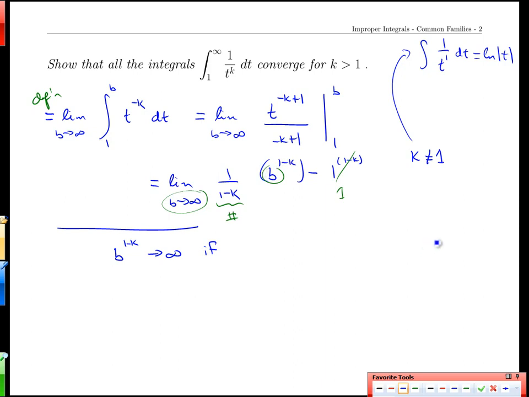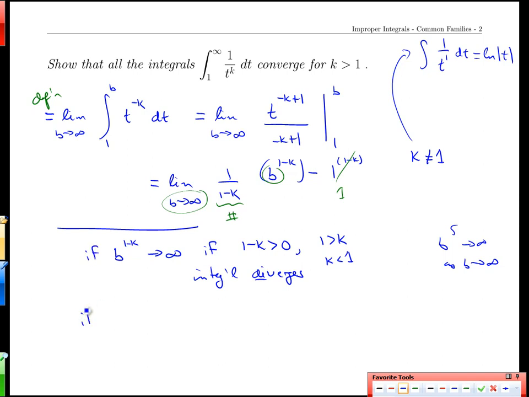b to the 1 minus k is going to go off to infinity if the exponent is positive. So for example, if we had b to the 5 and we had b getting bigger and bigger, then b to the 5 is going to go to infinity. So if that exponent is positive, or 1 minus k is bigger than 0, so we bring this over, and if 1 is greater than k, or usually we'd say k less than 1, so if k is less than 1, we're going to get the integral diverging, because our final value here is a larger and larger base to a positive power. We're going to get things blowing up.